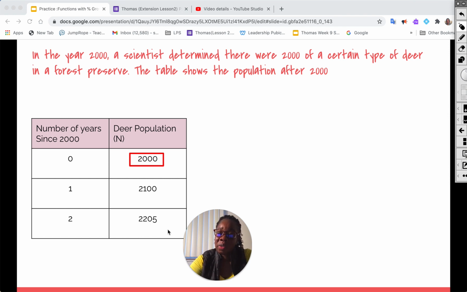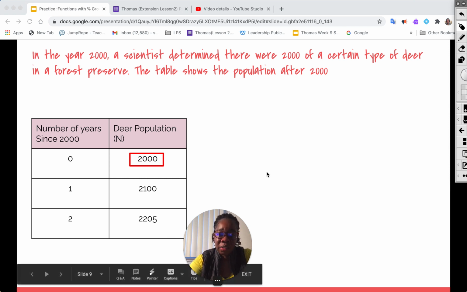Now, what this question is asking us to do is, one, determine if what is shown is a percent increase or a percent decrease. So is this growth or decay? Two, what's an equation that represents the context and the information that is given? And then three, what is the percent increase or decrease that is occurring?